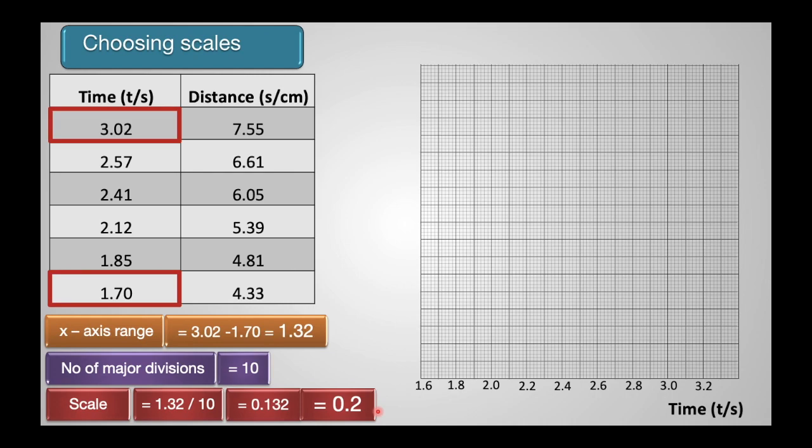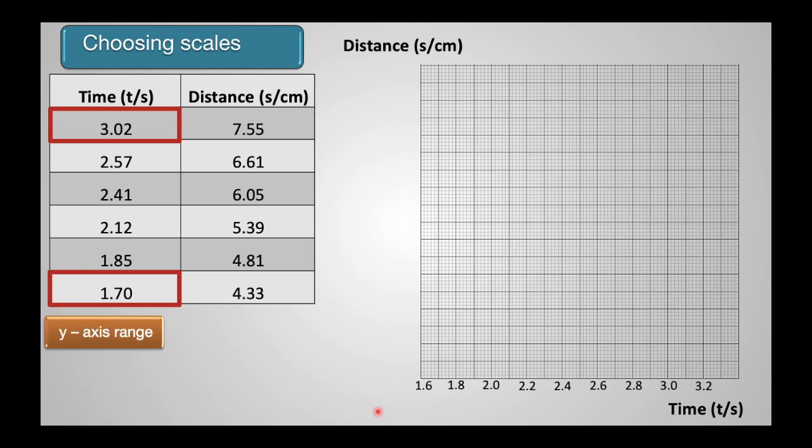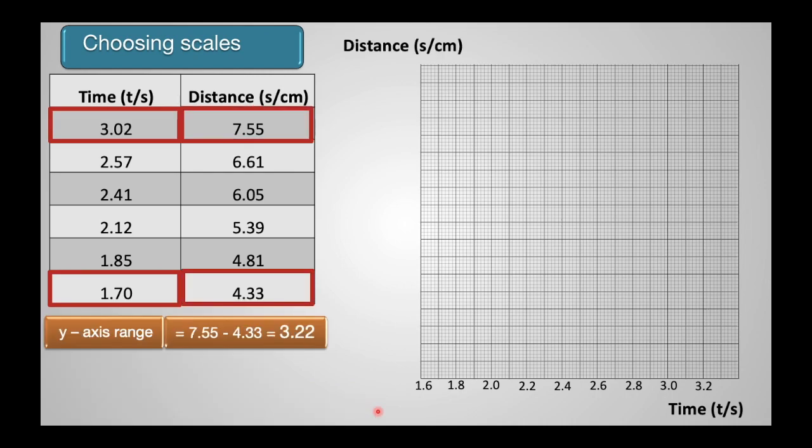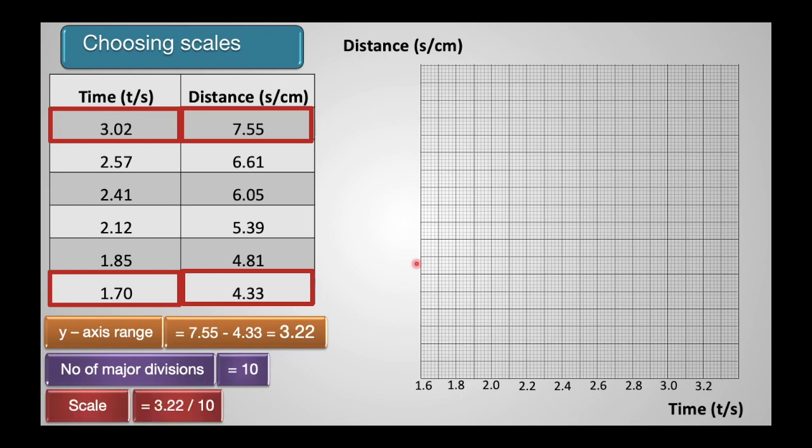Same method I'm going to use for y-axis. First I'm going to find the range, maximum minus minimum value. Then I'm going to count how many major divisions are there. So here also I will get 10, like starting from here 1, 2, 3, 4, like I will get 10 because this is a square grid. But in the exam you may get different numbers. To find the scale, I'm dividing the range divided by number of divisions available. And I got 0.322. So I can plot 0.4 or even 0.5. I'm taking 0.5 as a scale. The first value I have to plot is 4.33. So I'm starting from 4.